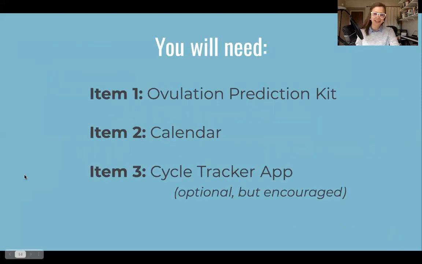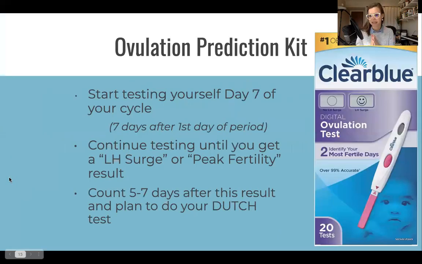If you have an irregular cycle, you will need an ovulation prediction kit, a calendar, and a cycle tracker app, which is optional but encouraged. An ovulation prediction kit looks like this. If you do have an irregular cycle, we've probably talked about it and sent this to you. If we haven't, you can order it from Amazon. We like Clearblue. It's pretty simple and straightforward to use.